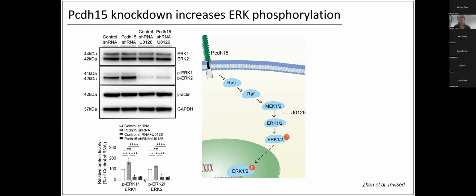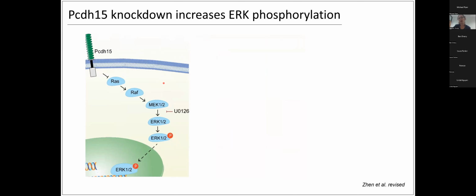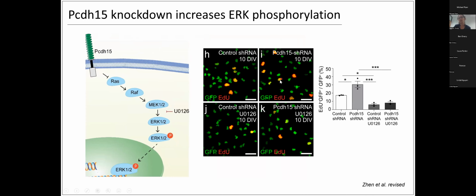And so we gave this drug U0126, which is a selective MEK inhibitor, which blocks Erk phosphorylation. And as you can see, that's confirmed here in the cultures that were treated with the drug. Erk phosphorylation is almost abolished. And we again looked at the OPC proliferation, quantifying the proportion of these GFP nuclei that were EdU labeled. The knockdown cultures still had significantly more proliferation than the controls.